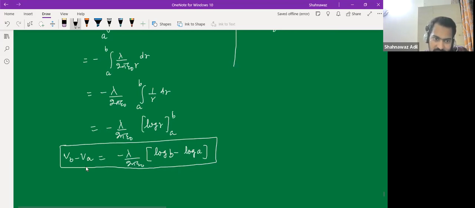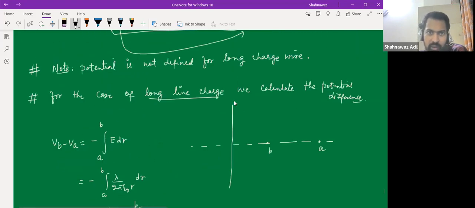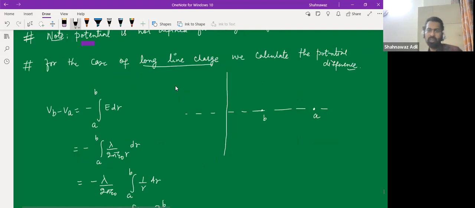So for the case of a long linear charge, we calculate the potential difference. Is that clear to you guys? Clear? Yes, guys, clear. Okay, so please note down. What we did is that we are bringing a charge from A to B for the case of the long linear charge.